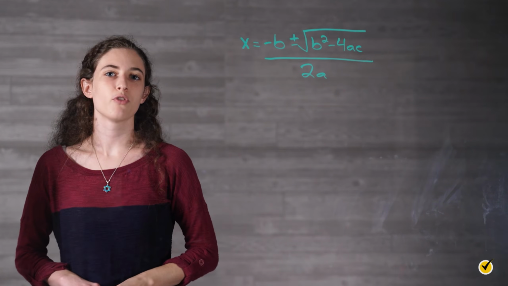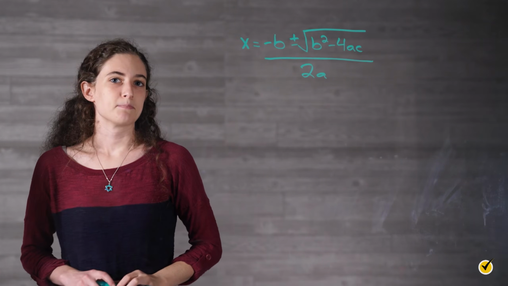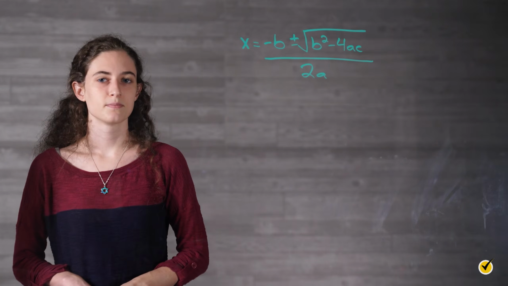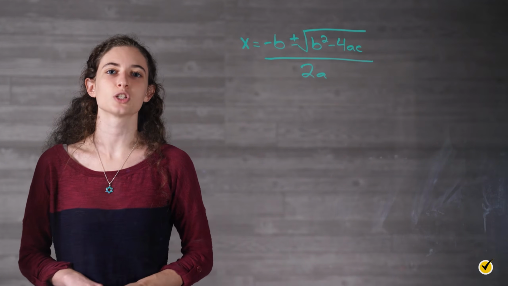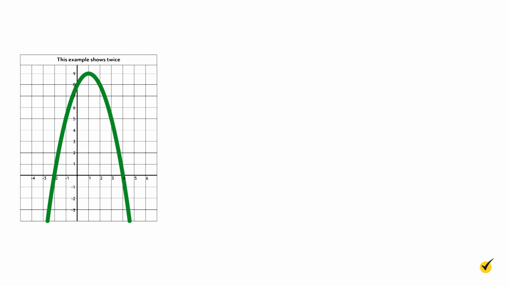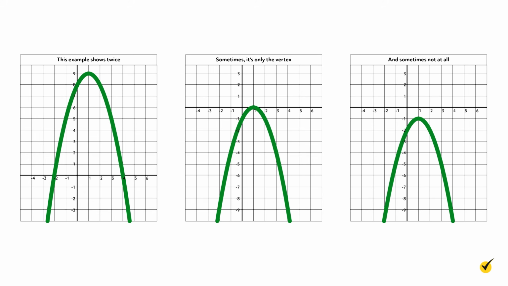The piece of the quadratic formula under the radical, the square root sign, is called the discriminant. Calculating its value helps us know how many solutions to expect. Let's take a minute to consider how many times a quadratic function can possibly intersect the x-axis. This example shows twice. Sometimes it's only the vertex, and sometimes not at all. Because of the shape, these are our only choices. In order for a graph like this to intersect the x-axis more than 2 times, it would need to change direction again and thus no longer be a parabola.